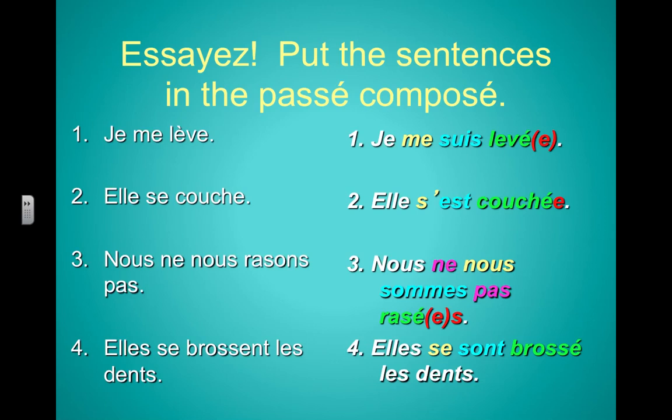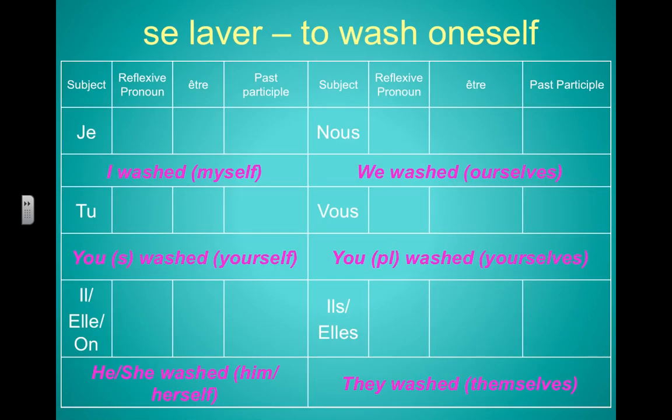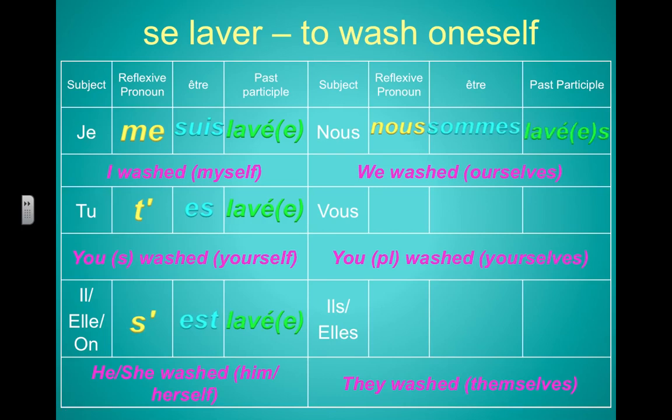And the next slide is something to give you a visual of an entire verb conjugated in the passé composé. So here are how our parts work out. Here's my reflexive pronoun, je me. Here's my helping verb, suis. Here's my past participle. So each one of these has changes based on the subject. Tu t'es lavé, elle s'est lavée, nous nous sommes lavés, vous vous êtes lavés, ils se sont lavés.